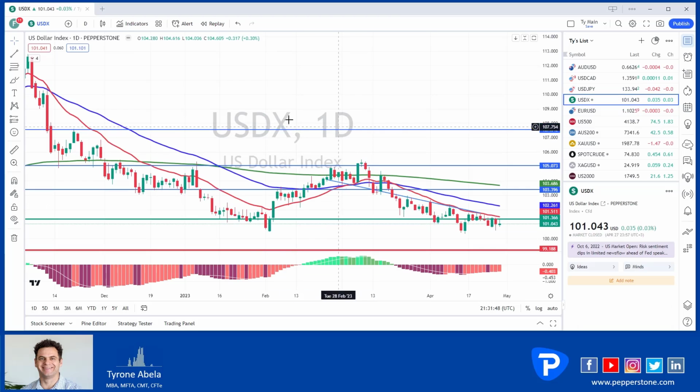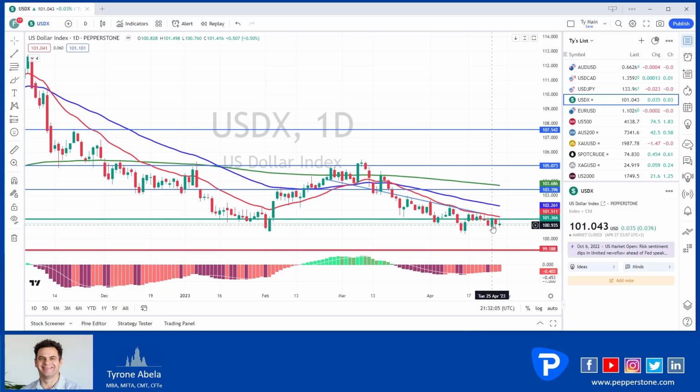All right, US dollar. And here we are trying to find a bit of a base. It has certainly slowed down the momentum on the way down. You can see we've got very solid lower highs and lower lows all the way down, but now it is starting to stabilize, in my opinion. It's been able to hold above the 100, and it's looking for a way up.